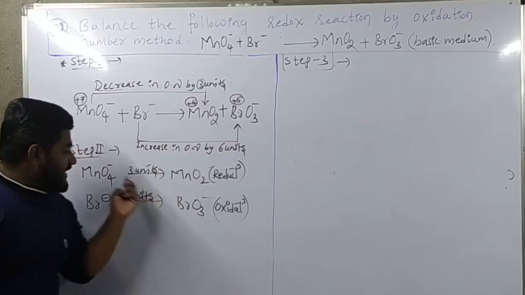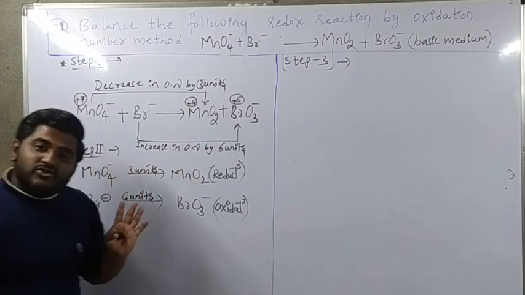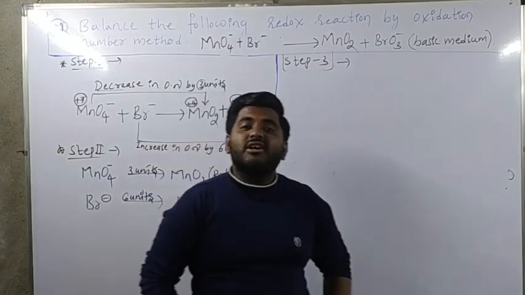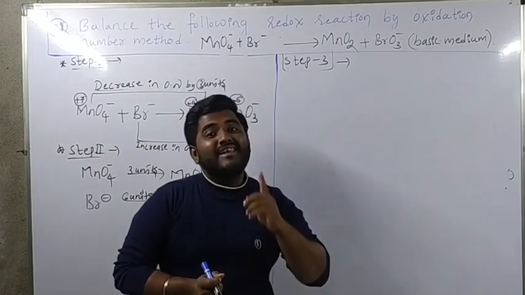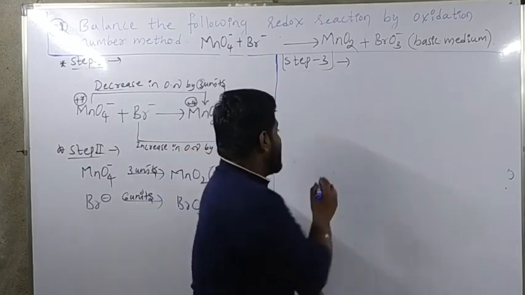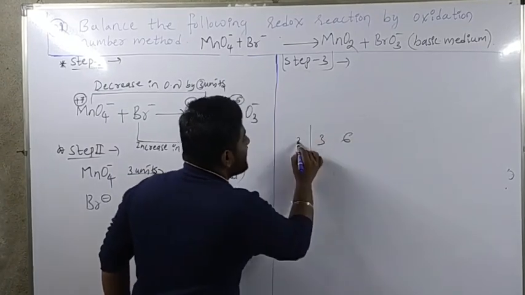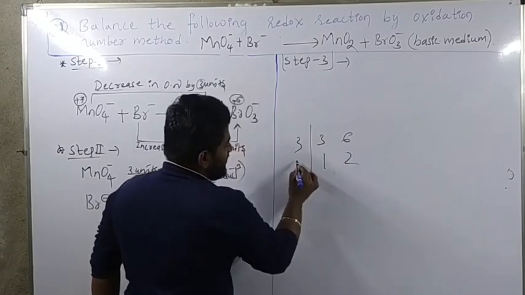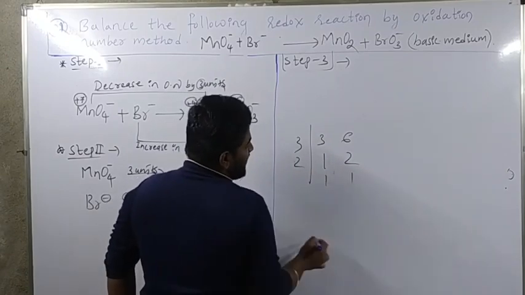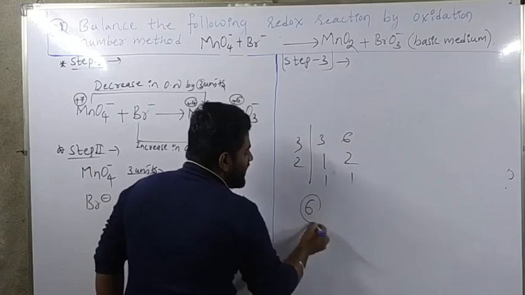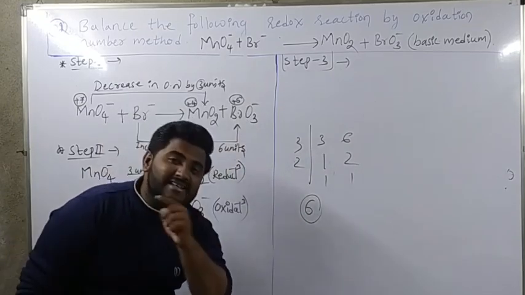Decreased by 3 units, increased by 6 units. So out of 3 and 6, which is larger? 6. You have to talk about the LCM of 3 and 6. Now tell me, the LCM of 3 and 6: 3 ones are 3, 3 twos are 6. So the LCM of 3 and 6 is 6.